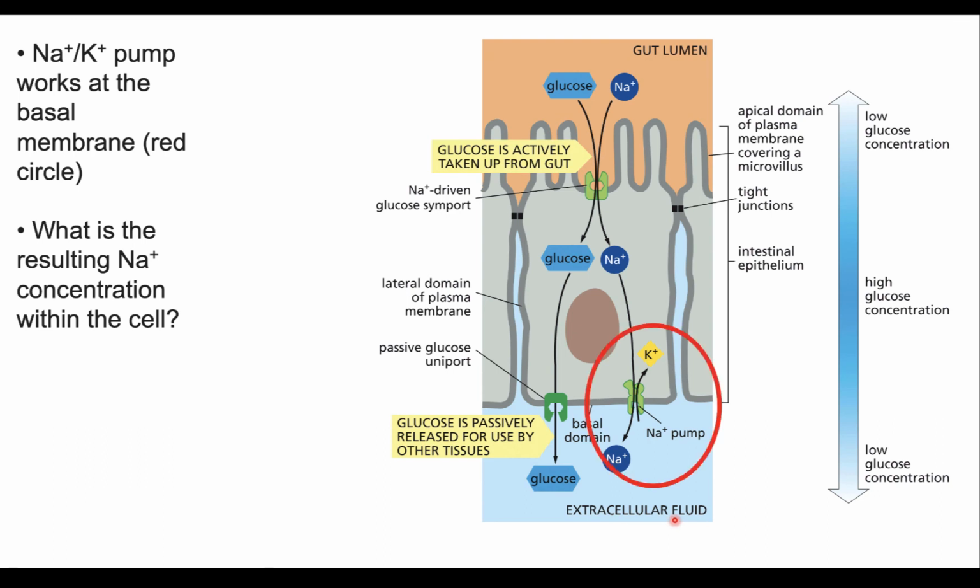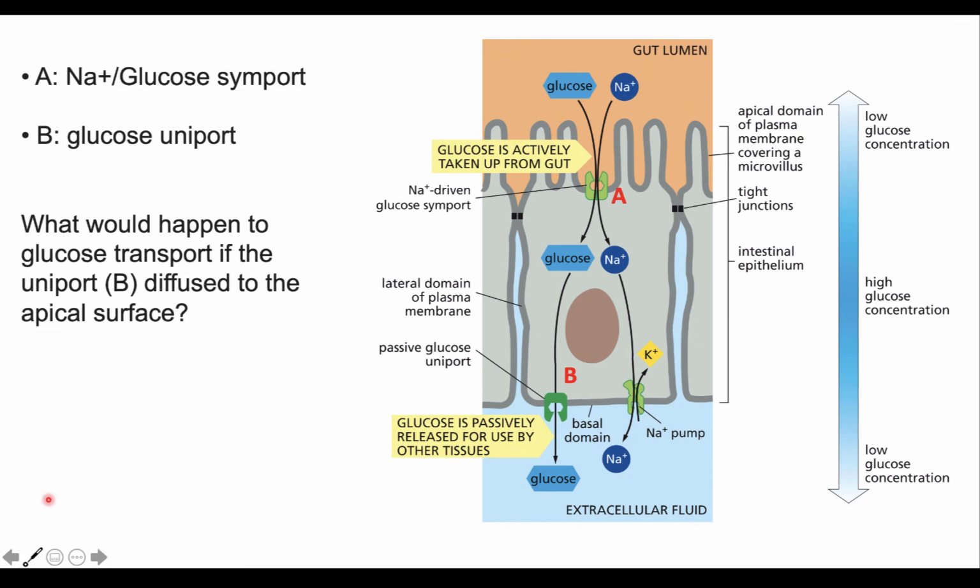The sodium-potassium pump, circled here in red, creates a sodium gradient as well. What is the resulting concentration of sodium within the cell? We see that this gradient is opposite of the glucose gradient, where sodium would have a tendency to enter the cell when it moves from high to low. So we have a concentration gradient of glucose where it would tend to move outside of the cell by diffusion, and a concentration gradient of sodium where it would move inside the cell via its concentration gradient.